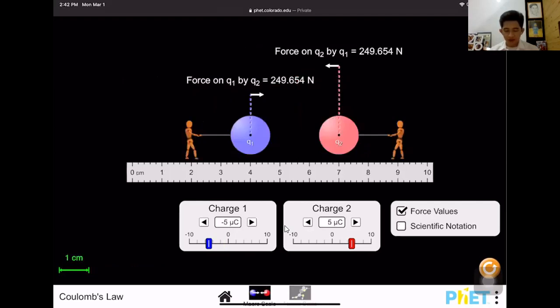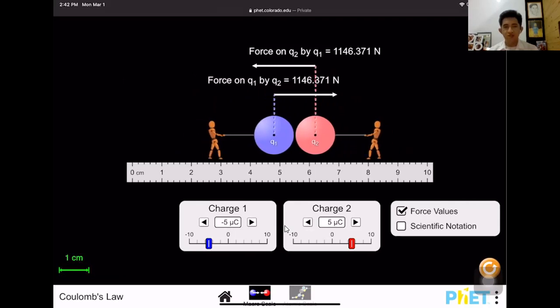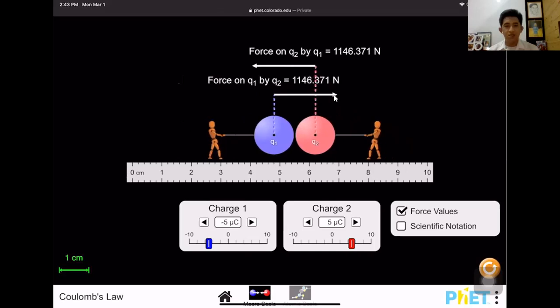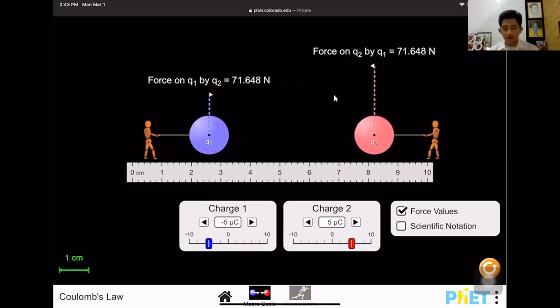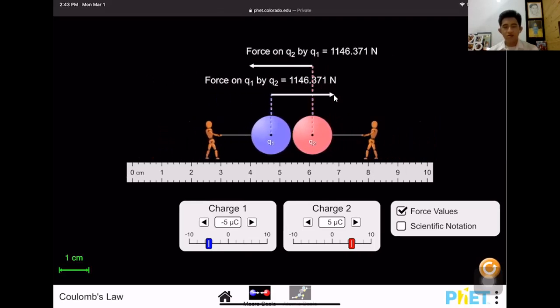If we go back to the macro level and put them near to each other, you will notice that the force vector here is much greater when they are near to each other than when they are apart. Let's take note that the distance is inversely related to the force exerted by the two charged particles. The farther they are, the lesser the force of attraction or repulsion. The nearer they are, the greater the force of attraction or repulsion.